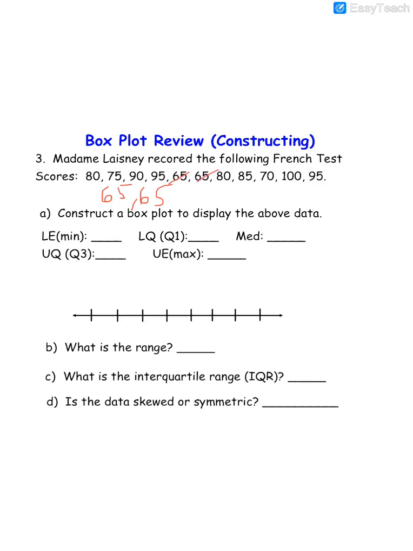65, 65, although I definitely don't need to do that now that I know how to use my calculator, but I'm going to do it anyway. 70, 75, 80, there's 2 of them. 85, 90, 2 95s, and 100. 1, 2, 3, 4, 5, 6, 7, 8, 9, 10, 11.